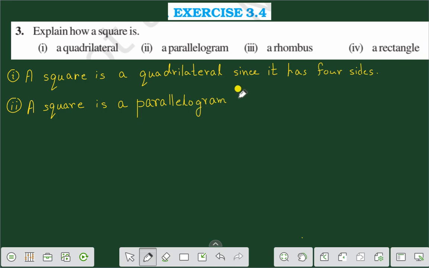A square is a parallelogram since its opposite sides are parallel to each other.